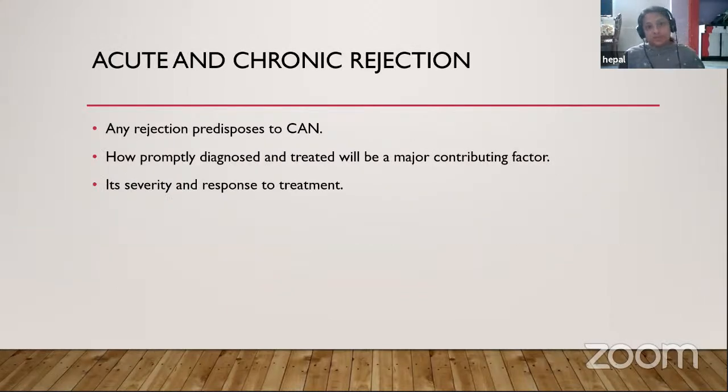Acute and chronic rejection. Any rejection predisposes to chronic allograft nephropathy. How promptly the rejection is diagnosed and how promptly it is treated is going to be a major contributing factor for whether it is going to progress to chronic allograft nephropathy. The severity of rejection and the response to treatment is what is going to decide whether chronic allograft nephropathy is predisposed.